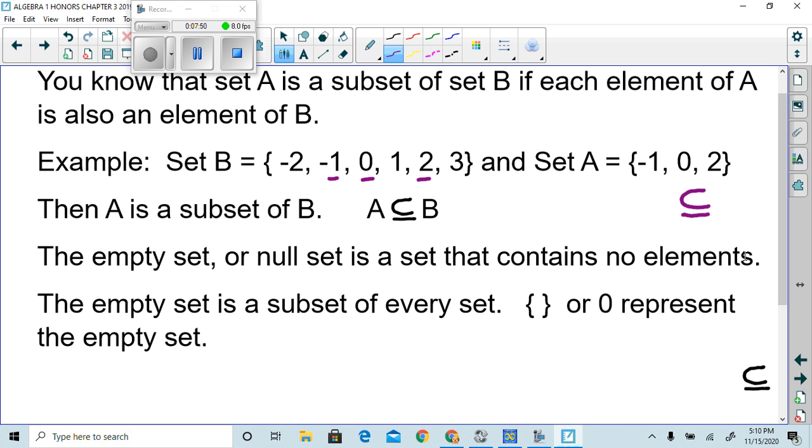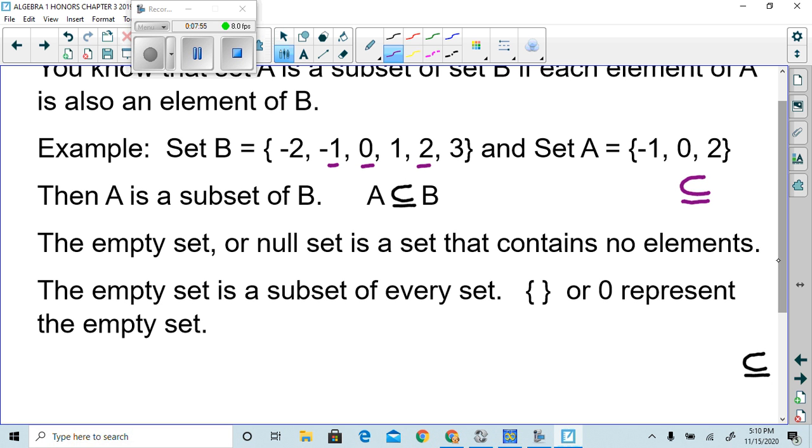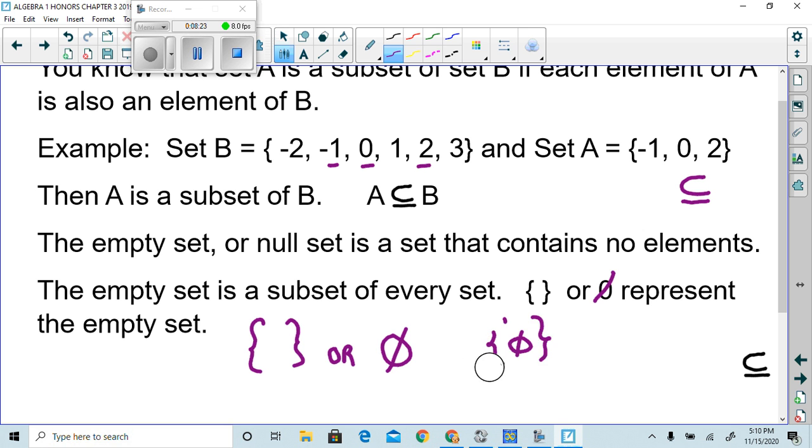Now there's something called an empty set or a null set. And that's when a set contains no elements at all. If there's nothing in the set, it's called a null or empty set. There are two ways to represent that. We could use braces with nothing inside because it's empty, or we could take a 0 with a line through it. It's one or the other, it's not both. This is not a possibility. And that's how you write an empty or null set.